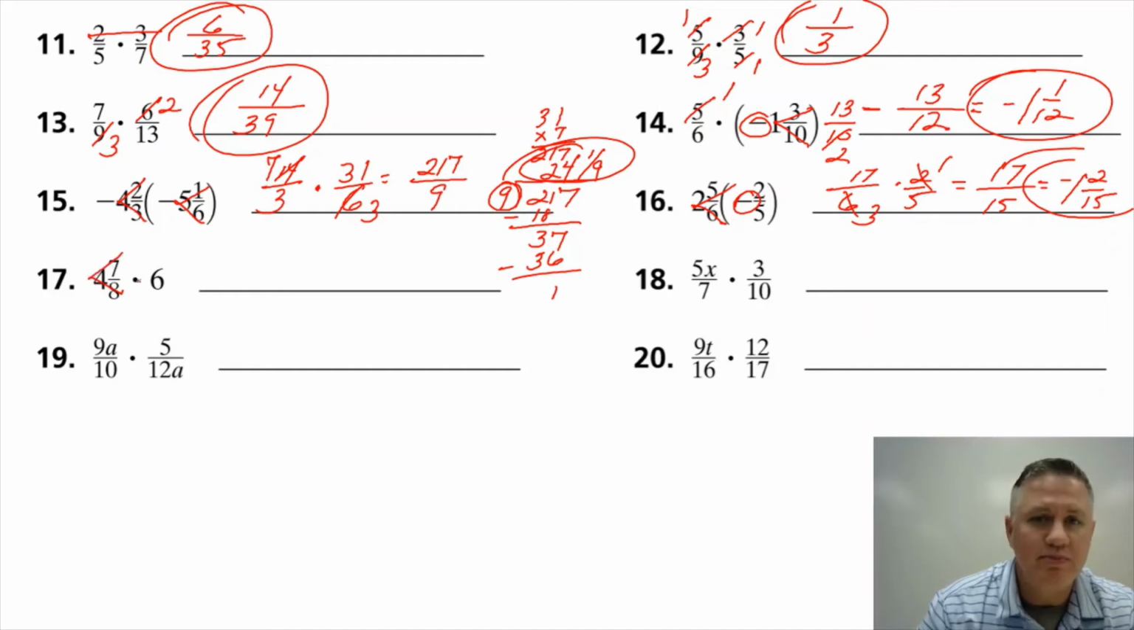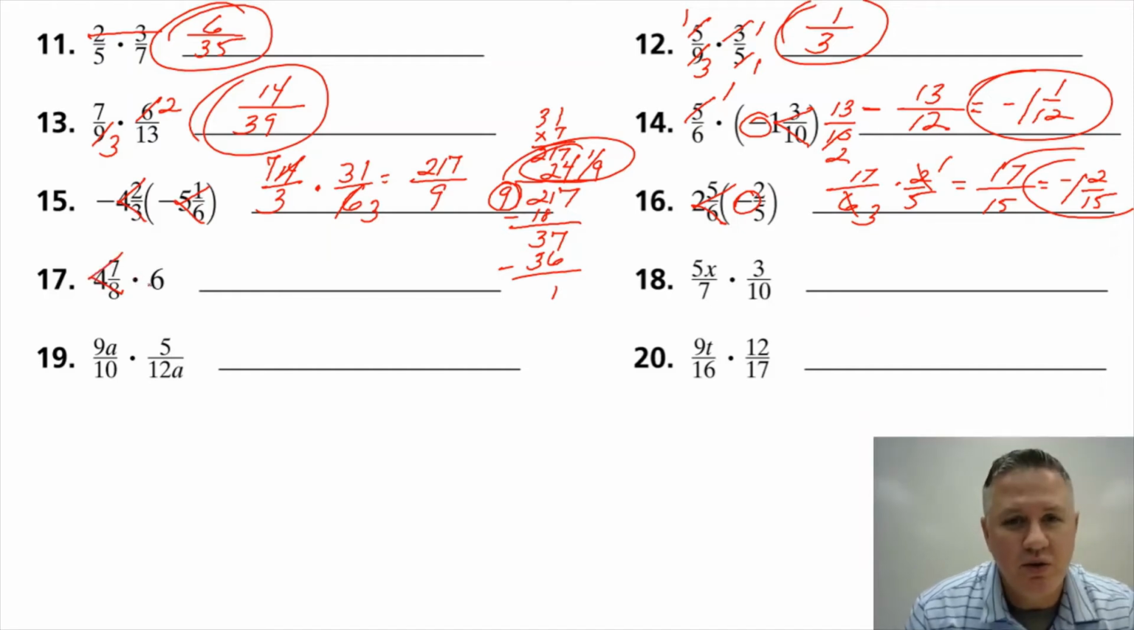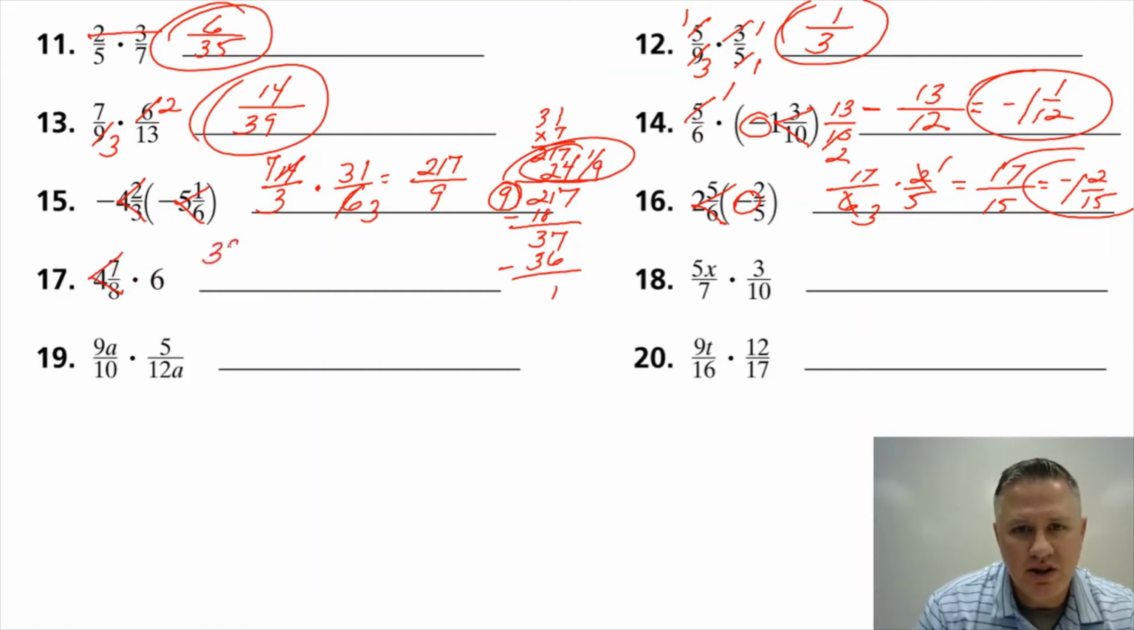All right, what do we do here? Well, we got to make this improper, right? It's very tempting to want to do just 6 times 4. That's not it. So I get 8 times 4 is 32, plus 7 is 39/8 times. And what do we do with the 6? Well, we put it over 1. Now I can cross simplify. This becomes a 3, this becomes a 4.